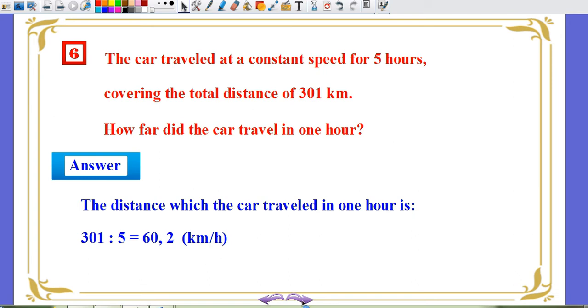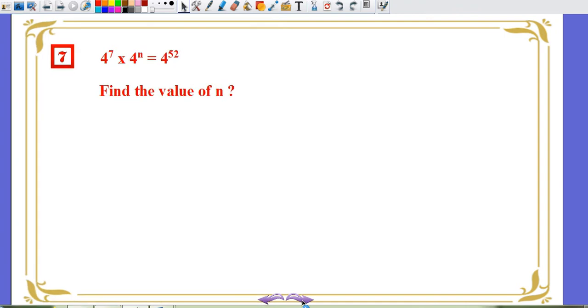We continue with exercise number 7. 4 to the power of 7 multiplied by 4 to the power of n equals 4 to the power of 52. Find the value of n. This is the mathematical form of a power. In 4 to the power of 7, 4 is the base and 7 is the exponent.